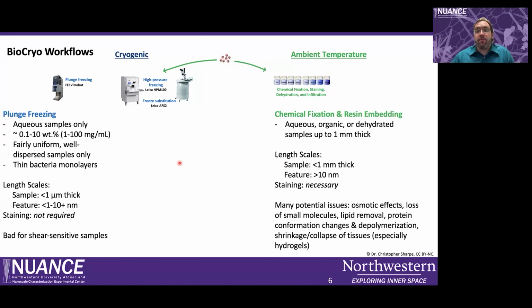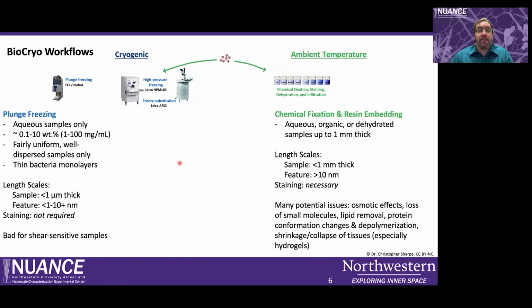The main issues with chemical fixation and resin embedding is that you are going to have to stain your sample in order for it to show up against the resin background that you're embedding it in, unless your sample has some inherent contrast, for example, platinum crosslinks in a hydrogel or something. And due to the number of solution changes and processes that are done during chemical fixation, you do have to worry about many potential artifacts being introduced.